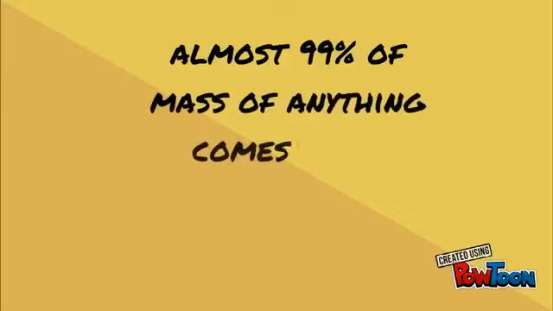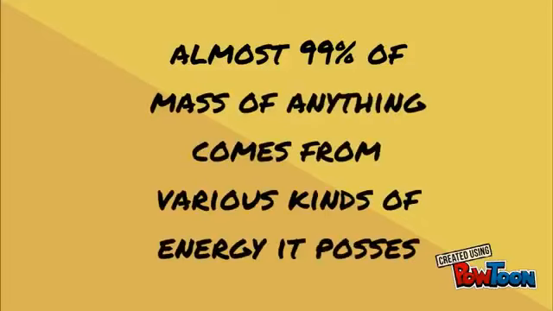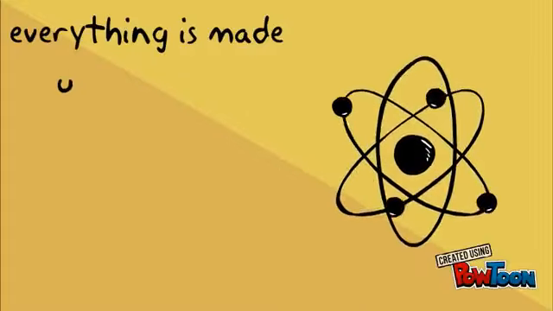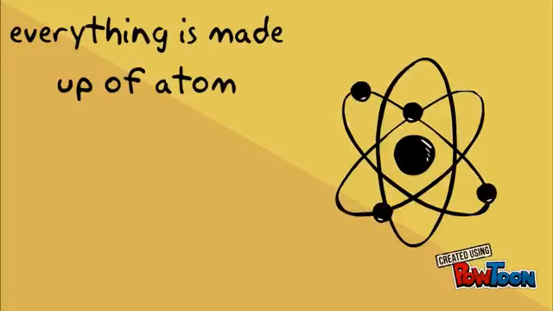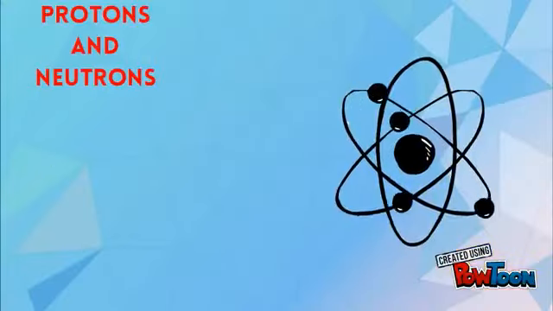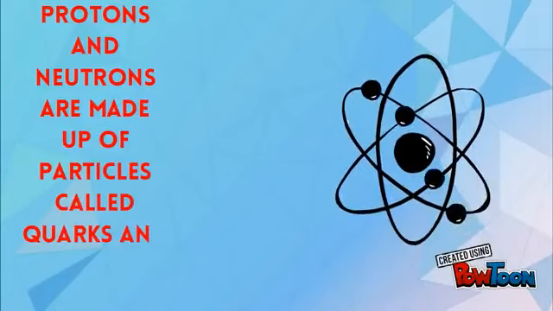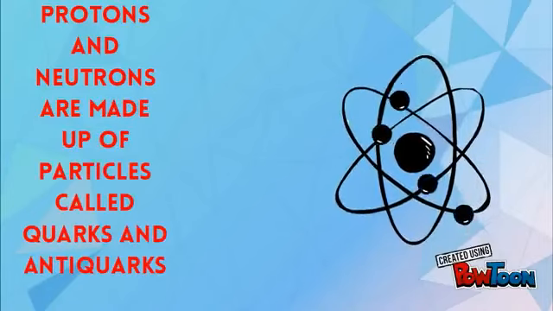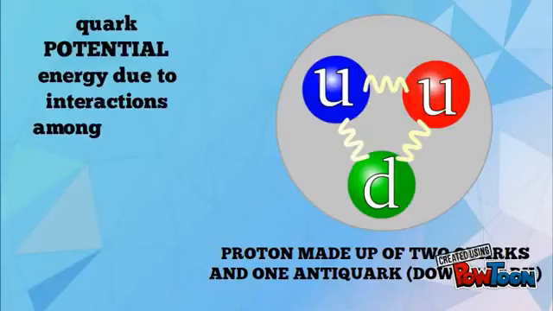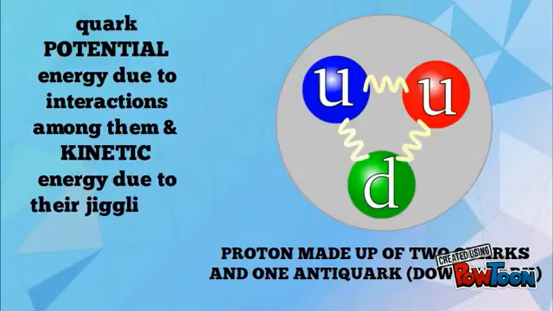Listen carefully, almost 99% of the mass of anything comes from various kinds of energy it possesses. Remember, 99% of mass. Now, everything is made up of atoms. An atom is made up of electrons, protons, and neutrons. Protons and neutrons are made up of particles called quarks and antiquarks. So from where does the mass of protons and neutrons come? It does not come from the actual mass, it comes from energy. The quarks have potential energy due to interactions among them and kinetic energy due to their jiggling a little bit.